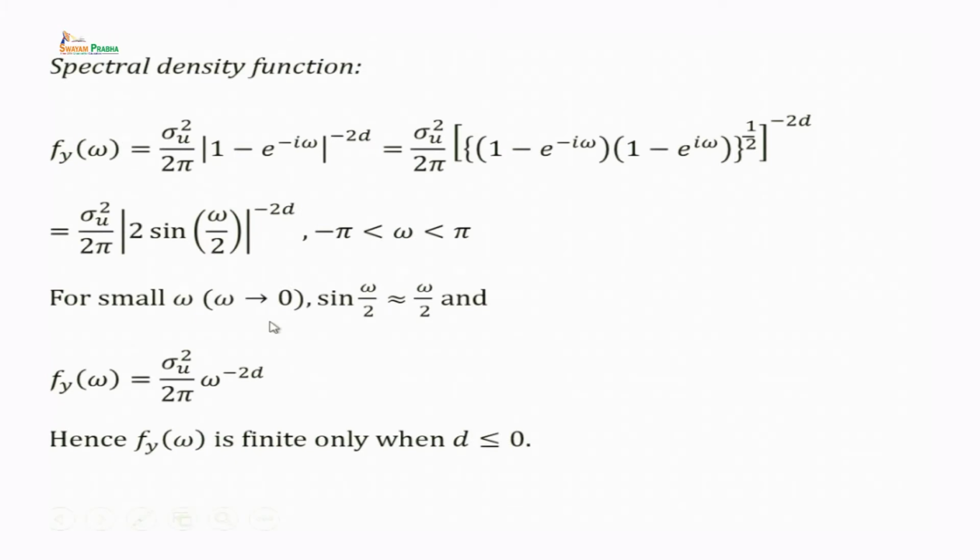Now we derive the spectral density function for the fractionally integrated process. f_y(omega) is equal to sigma squared u upon 2 pi mod of (1 minus e to the power minus i omega) to the power minus 2d. Since your process is y_t is equal to (1 minus B) to the power minus d u_t, u_t is a purely random process, so now you can easily verify the spectral density function for this.